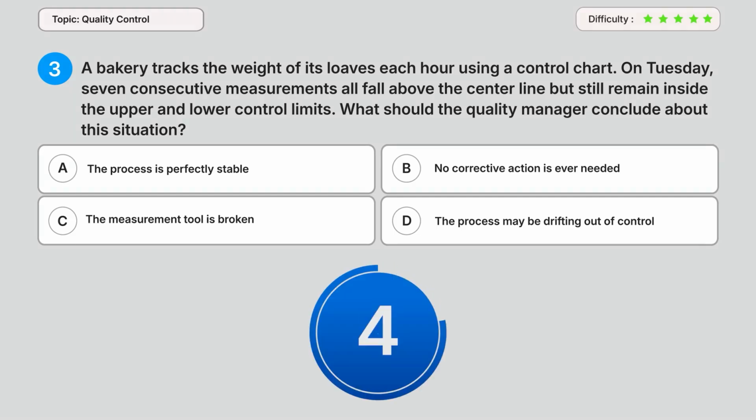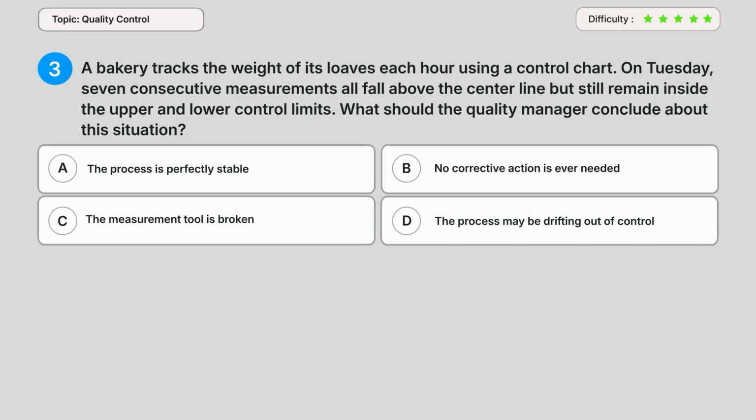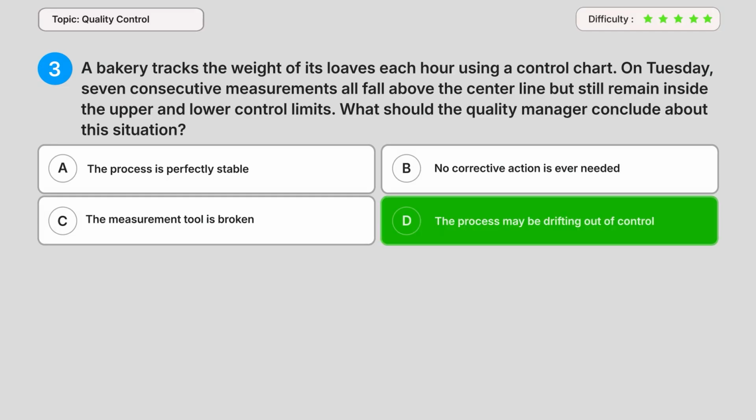Do you know the answer? Correct answer, D. The process may be drifting out of control.